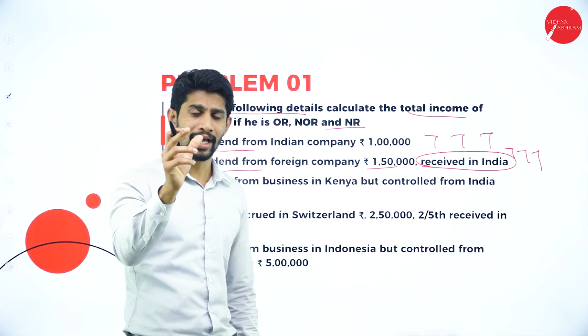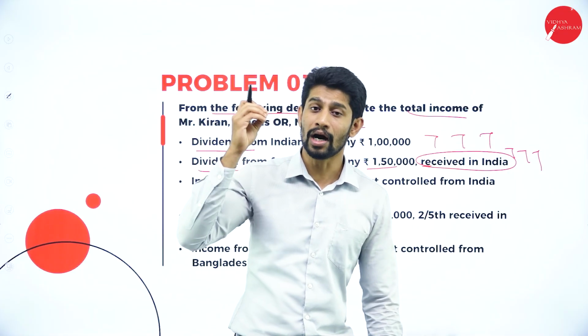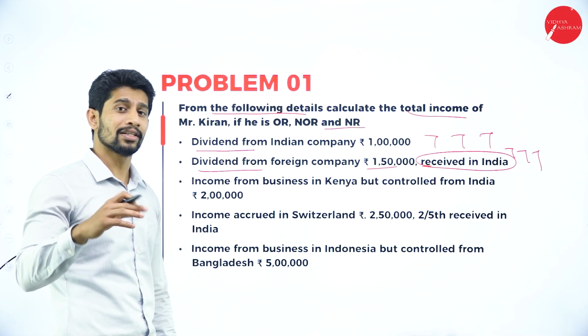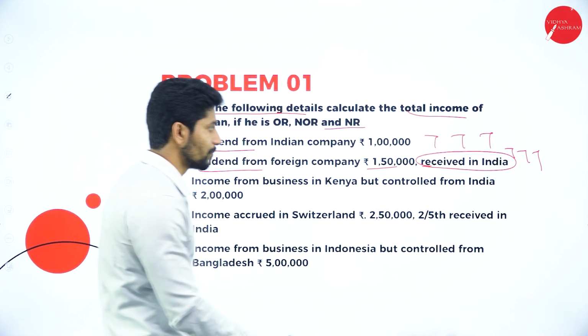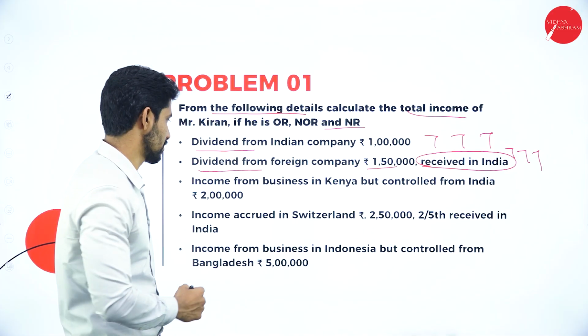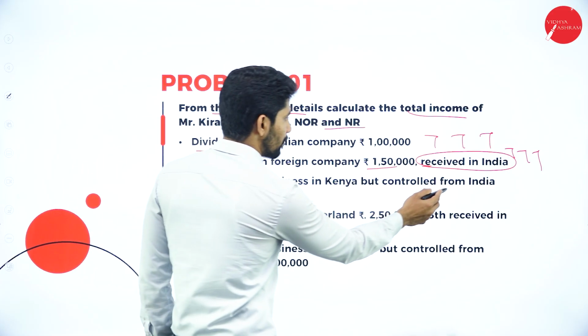In definition only we have Indian income. It is nothing but any income received, accrued or arisen in India. That should be considered as Indian income, then it will be taxable in all three residential heads. Next, income from business in Kenya but controlled from India.